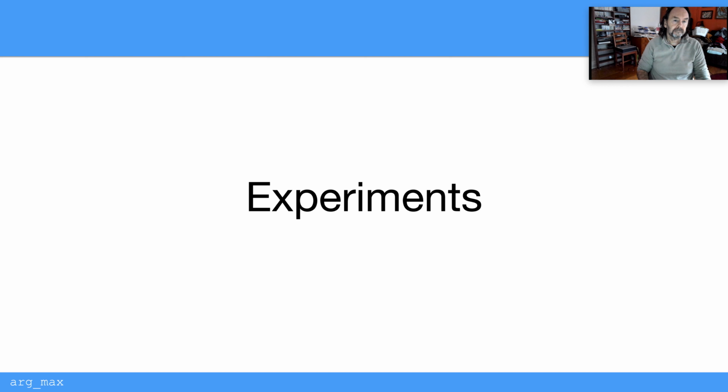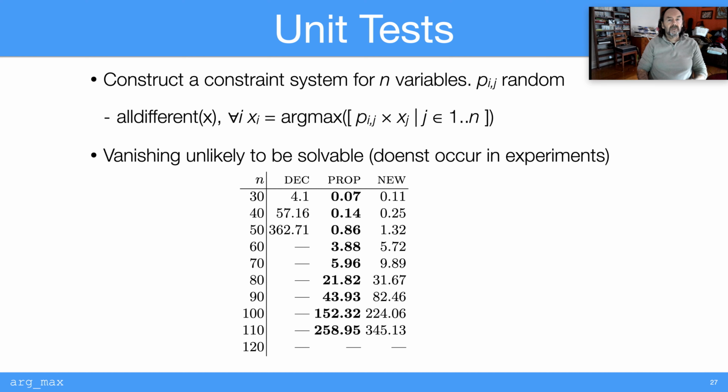So let's have a look at some experiments. The unit tests: here we've just got a model with n copies of argmax and a single all different constraint and nothing else. Basically we take some random numbers times each xj, and we take the argmax of each of those arrays. The chance that this all works, that the argmax is each in a different position and they all agree with each other, is vanishingly unlikely, and we check that it doesn't occur in experiments. So what we've built here is a small problem which has no solution.